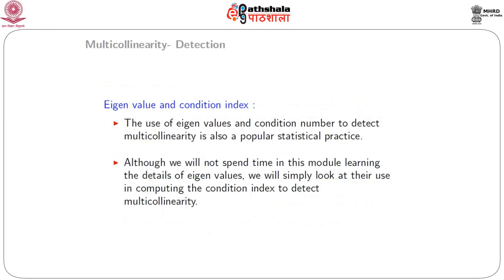So let us look at the next method of detection of multicollinearity. This method is the use of eigenvalue and condition index. The use of eigenvalues and condition number or condition index to detect multicollinearity is also a very popular statistical practice. Although we will not spend time in this module learning about the details of eigenvalues and their computation for a given matrix, we will simply look at their use to detect multicollinearity.